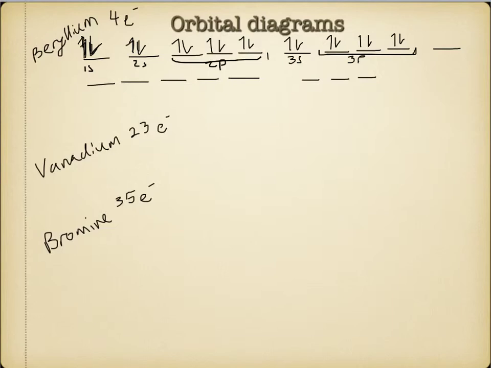Okay, so we need up and down. So this is a 4s2. So now we're at 20. Now all we have for the 3d is going to be 1, 2, 3. Good, so let's count them one more time to make sure we have 23. We have 2, 4, 6, 8, 10, 12, 14, 16, 18, 20, 1, 2, 3. Good.